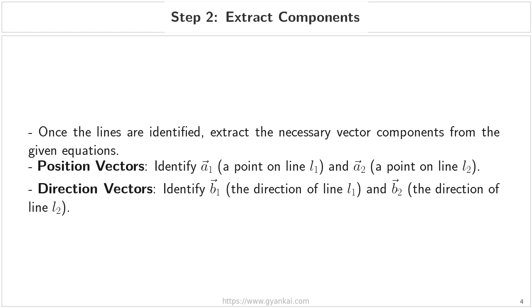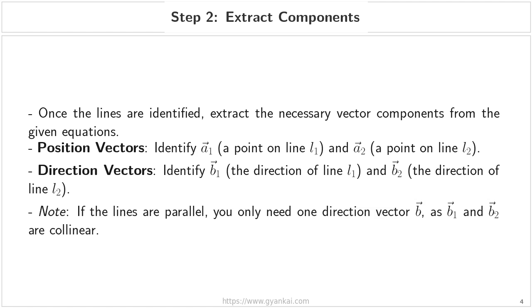Next, you must identify the direction vectors. We denote these as B1 with a vector arrow over it, representing the direction of line 1, and B2 with a vector arrow over it, for the direction of line 2. These tell us which way the lines are heading in three-dimensional space. Just a quick note here to keep in mind for your calculations. If you determined in the previous step that the lines are parallel, you actually only need one direction vector, which we will call B with a vector arrow over it. This is because, in parallel lines, the two direction vectors are collinear, meaning they point along the same path. Once you have these components extracted, we will be ready to move to step 3 and calculate the vector difference.